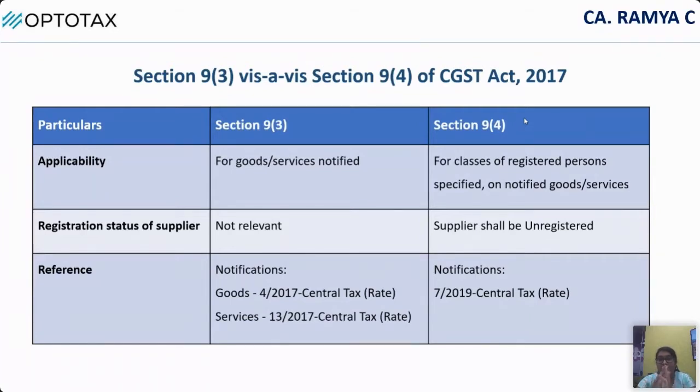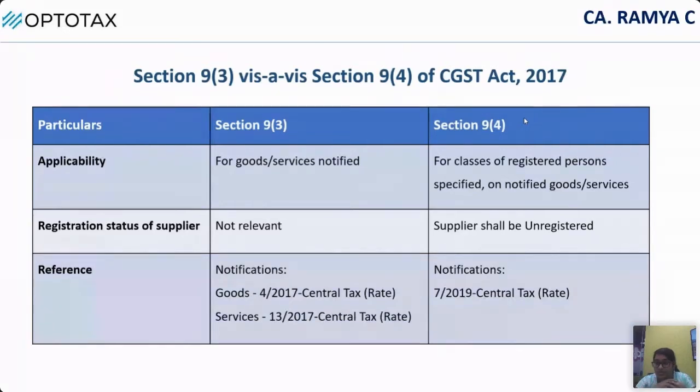Next is the registration status of supplier. For section 9.3, it is not relevant. So I'll take an example here. In case one trader is actually taking services from a GTA and that GTA is registered. So in that case, will section 9.3 be applicable or section 9.4 be applicable?